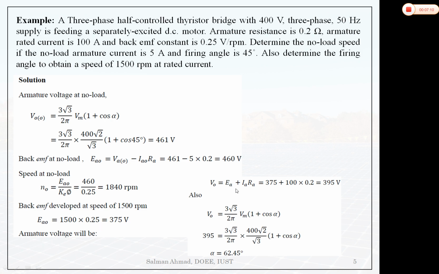And armature voltage will be back EMF plus armature resistance drop. The back EMF we found is 375. The armature resistance drop is 100 into 0.2, because our rated current is given to be 100 ampere. So we get the armature voltage as 395 volt. Now substitute in this expression, average voltage to the armature is 3 root 3 upon 2 pi Vm into 1 plus cos alpha. If we substitute these values here, alpha we found to be 62.45 degree.